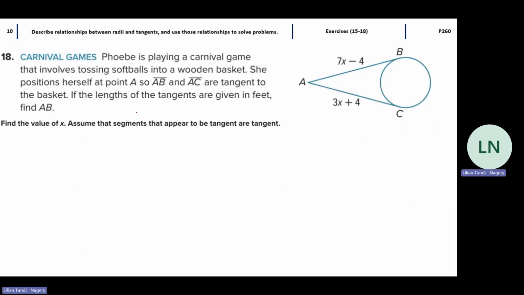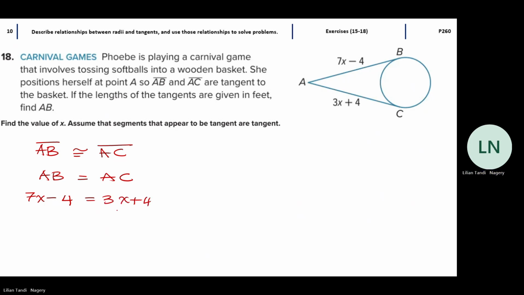Okay. Phoebe is playing a carnival game that involves tossing softballs into a wooden basket. She positioned herself at point A. So AB and AC are tangents to the basket. If the lengths of the tangents are given in feet, find AB. So let's first find x. AB is congruent to AC, which means AB is equal to AC, which is 7x minus 4, which equals 3x plus 4.